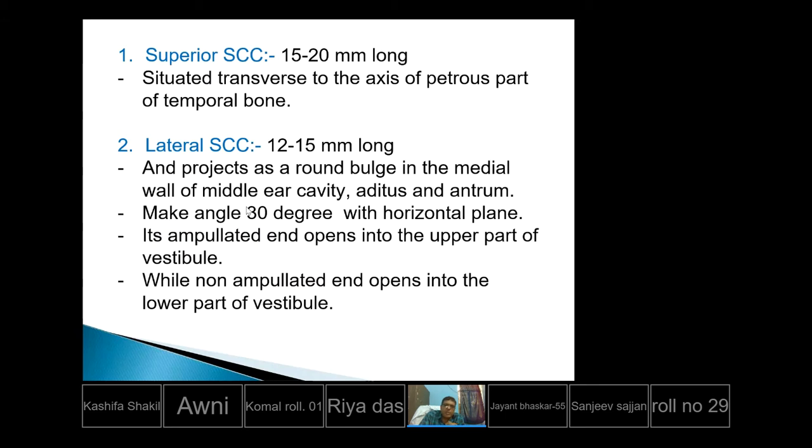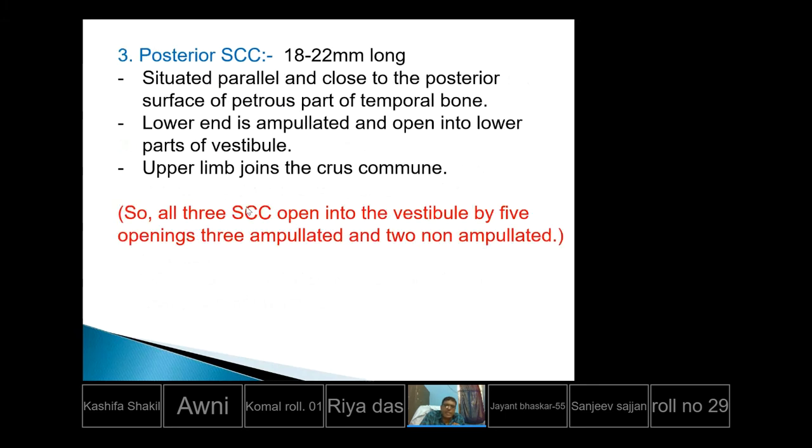the vestibule. Now, about the posterior semicircular canal, which is the longest among the three, it is 18 to 20 mm long and situated parallel and close to the posterior surface of the petrous part of the temporal bone. The lower end is ampullated and opens into the lower part of the vestibule, and the upper limb joins the crus commune. So all three semicircular canals open into the vestibule by five openings, three ampullated and two non-ampullated.